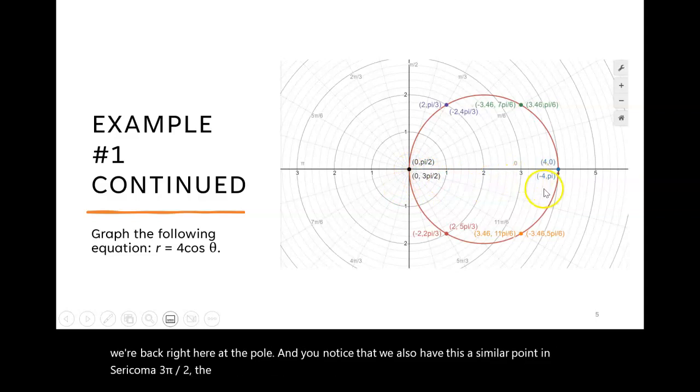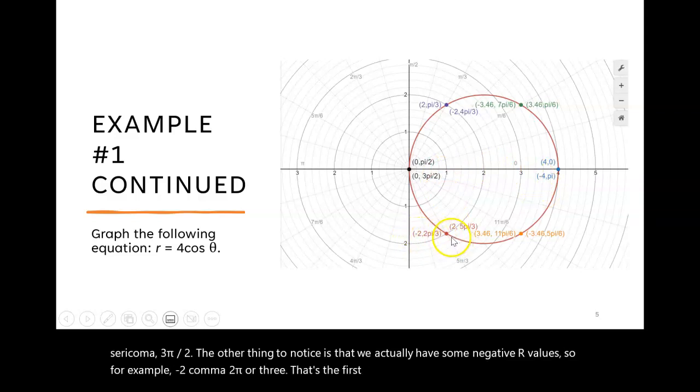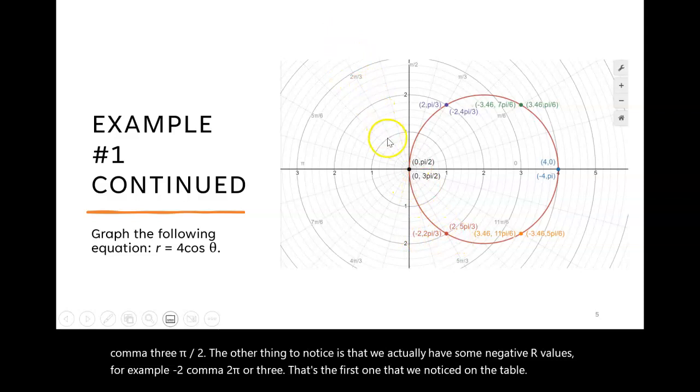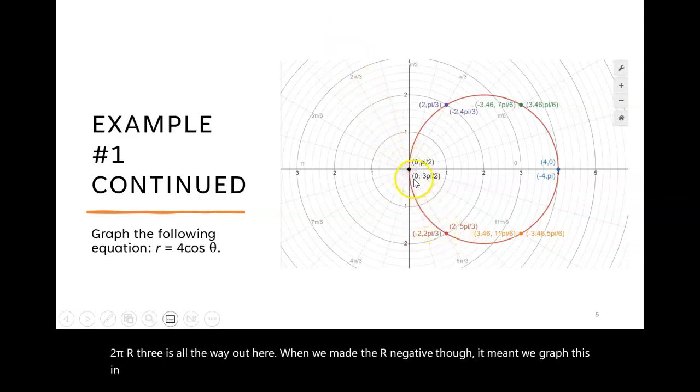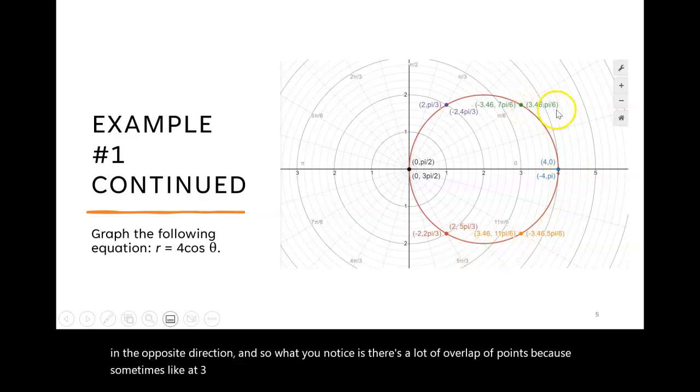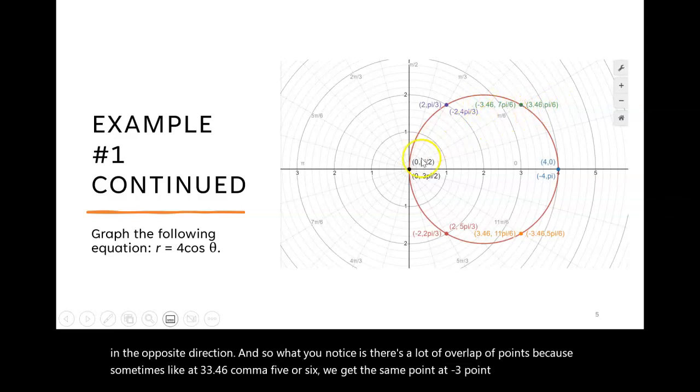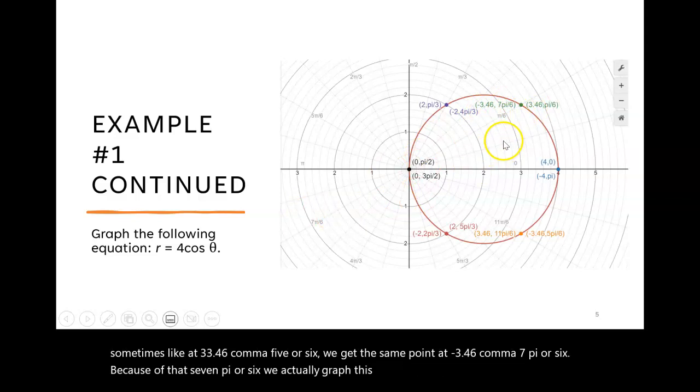The other thing to notice is that we actually have some negative r values. For example, (negative 2, 2 pi over 3) is the first one that we noticed on the table. Well, 2 pi over 3 is all the way out here. But when we made r negative, it meant we graph this in the opposite direction. So you notice there's a lot of overlap of points, because sometimes, like at (3.46, pi over 6), we get the same point at (negative 3.46, 7 pi over 6), because at that 7 pi over 6, we actually graph backwards. And so we get this graph that looks like a circle, and in fact it is.